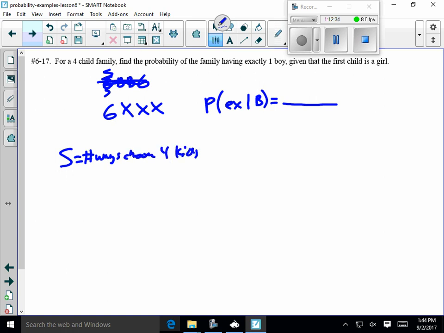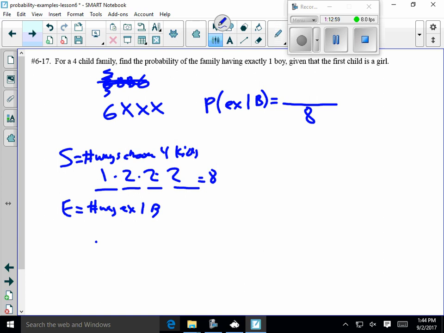So what would that be? Well, there's 4 kids to choose. We're told that the first one's definitely a girl, so there's only 1 way to choose that, right? But the second one could be a girl or a boy, girl or a boy, girl or a boy. So that means there's 8 different combinations of families that force the first one to be a girl, right? And then the event would be the number of ways to have exactly 1 boy.